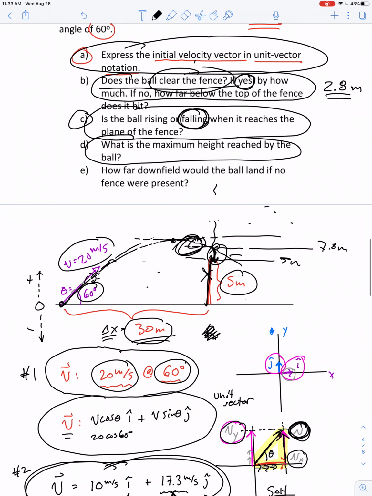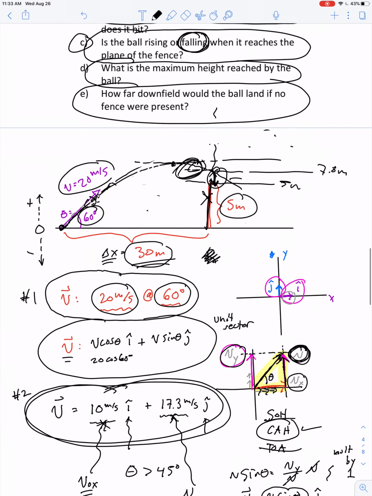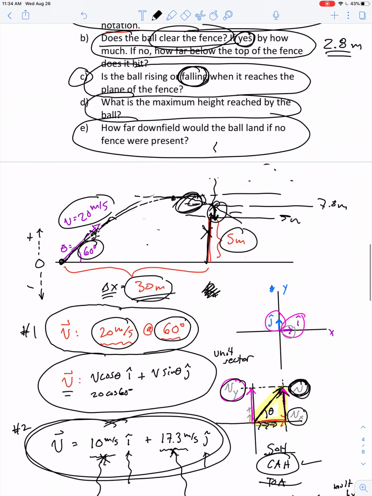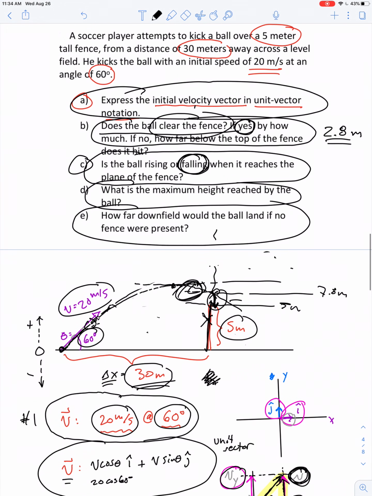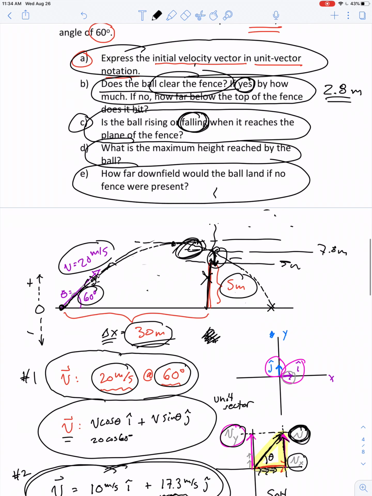This is turning into a long lesson. How far downfield would the ball land if there was no fence at all? Well, why does it say that? Whether there's a fence or not, since it clears it by 2.8 meters, how far downfield does it land?